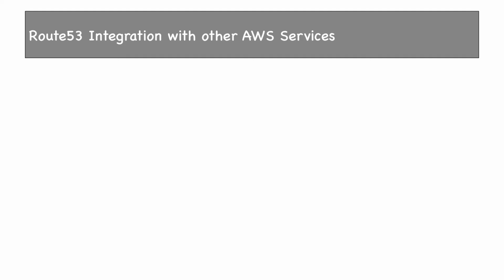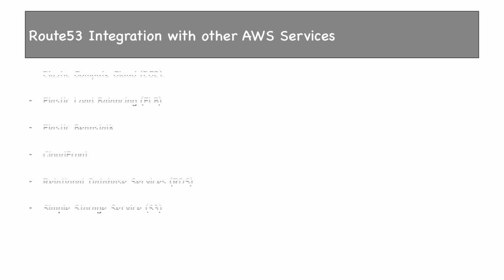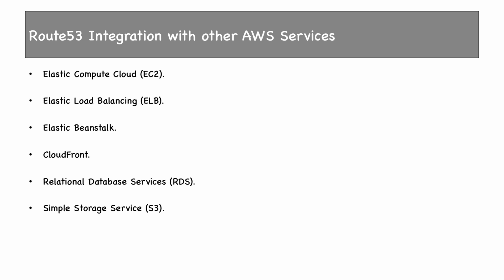Route 53 is integrated with a lot of other AWS services. These are the ones. We can integrate Route 53 with EC2, which we have already seen. I've already shown you how Elastic Load Balancer can be integrated with Route 53. Then Elastic Beanstalk, CloudFront, RDS and S3 all can be attached or integrated with Route 53 service.